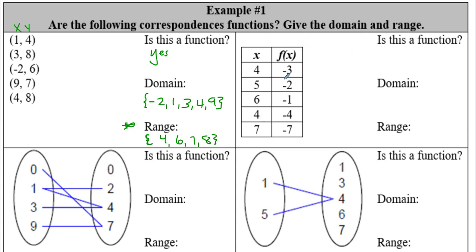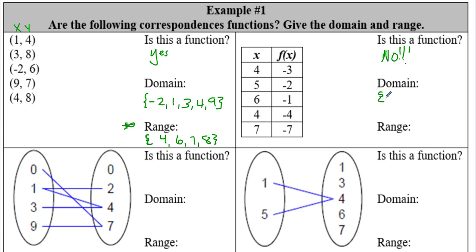We got a table here. We got an x and f of x. Remember, f of x is just the same thing as y. So here, 4 is going to -3, 5 is going to -2, 6 to -1, and then now 4 is going to -4. Uh-oh, we said earlier that 4 was -3. How can it be -4? Okay, remember, this is like Tom having 2 birthdays. So this we cannot do.